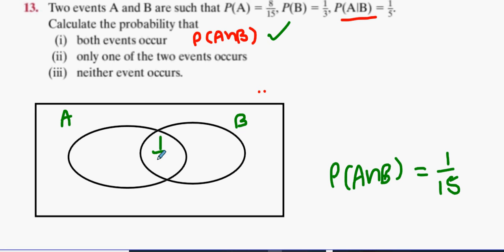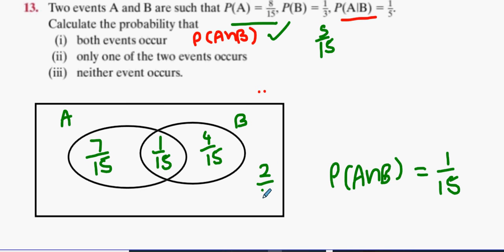1/15. Okay. If A is 8/15, what would A only be? 7/15. So they add together and give you 8/15. Now B has to total up 5/15 because 1/3 is 5/15. That would make that 4/15, and then on the outside 2/15.